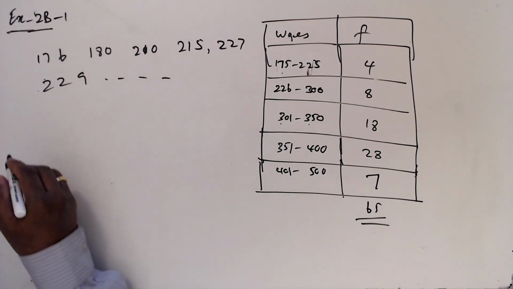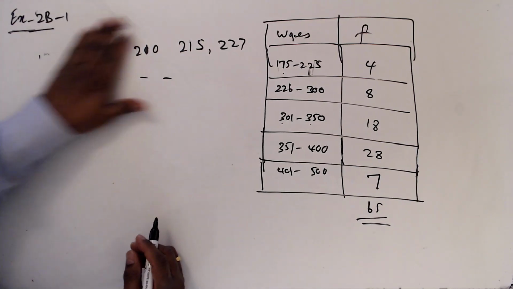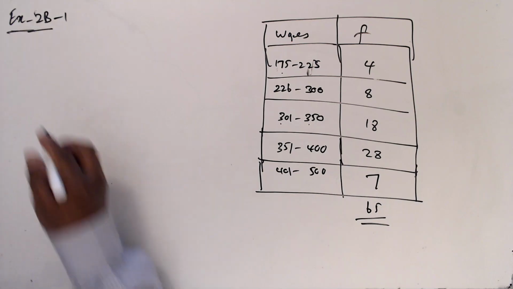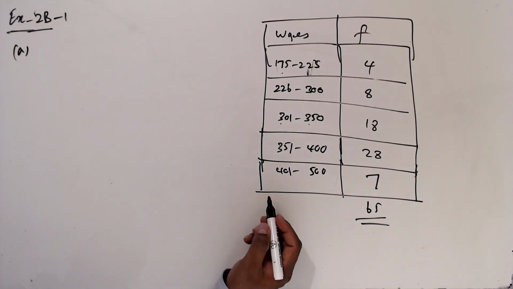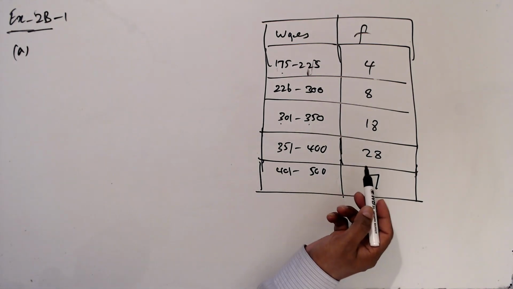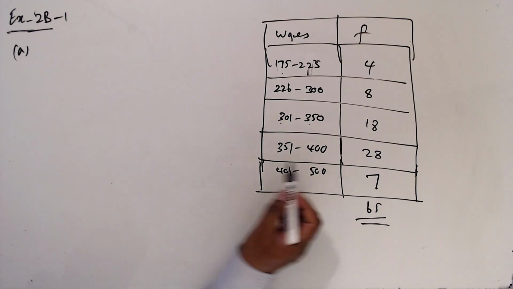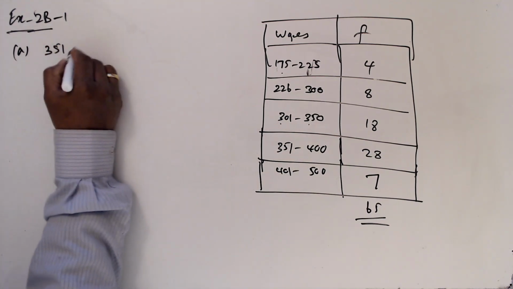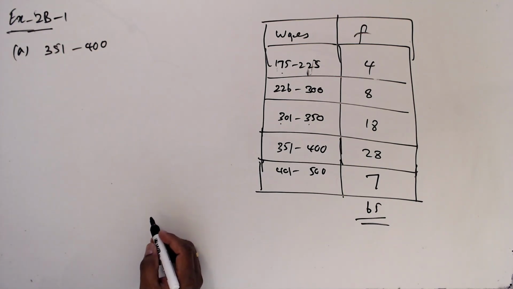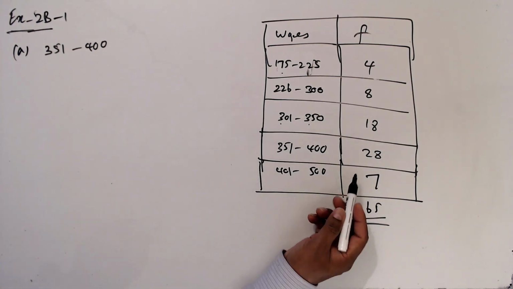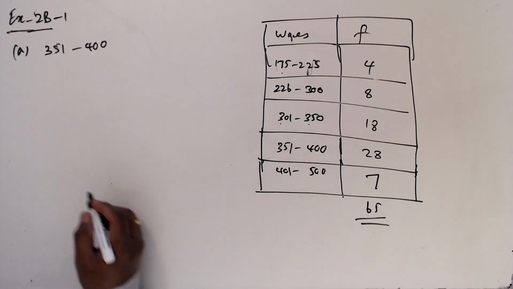The first question is, what is the modal class? The modal class is the most common class. The most common class is 351 to 400. 20 employees' wages fall on this category, fall on this class.